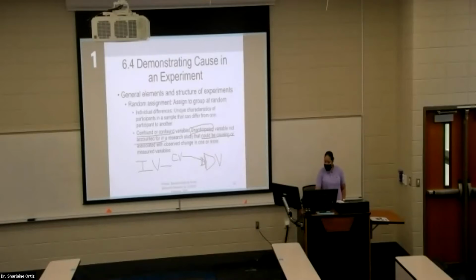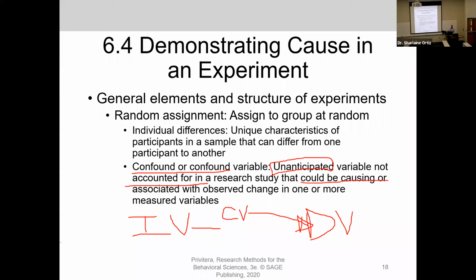Any questions about two issues that could arise that simply you cannot control as a researcher, either individual differences or a confounding variable? Good deal.